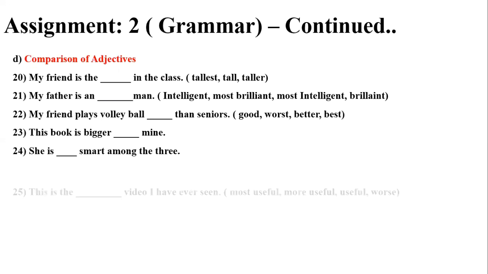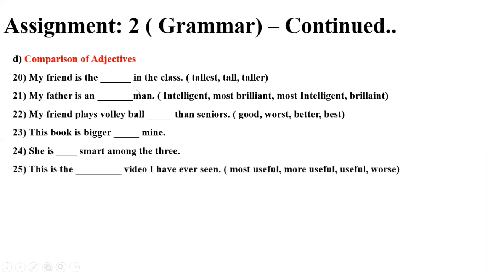Next one, related to the last topic, comparison of adjectives. My friend is the dash in the class. Tallest or tall or taller, select the best one. My father is an dash man. My friend plays volleyball dash than seniors. This book is bigger dash mine. She is dash smart among the three. This is the dash video I have ever seen. So you need to select the best option in this. Clear? Select the best option and complete this grammar part.